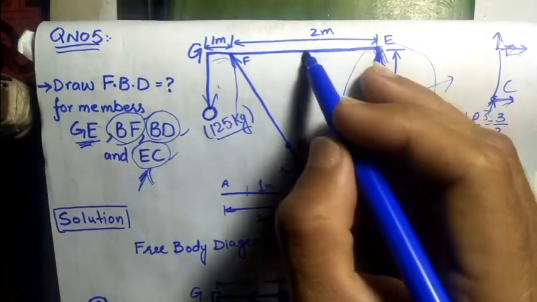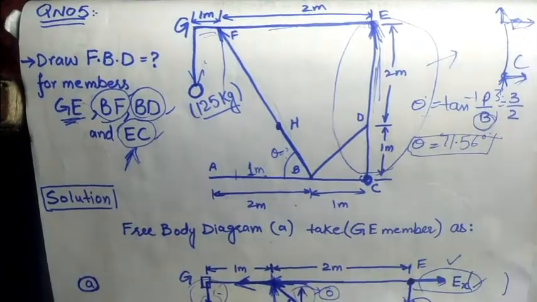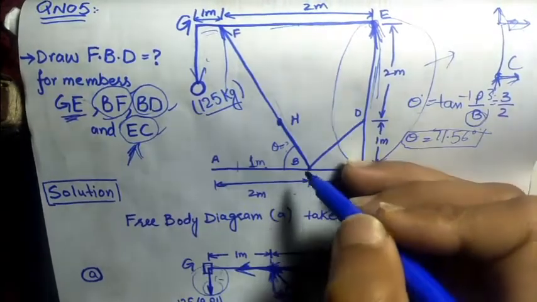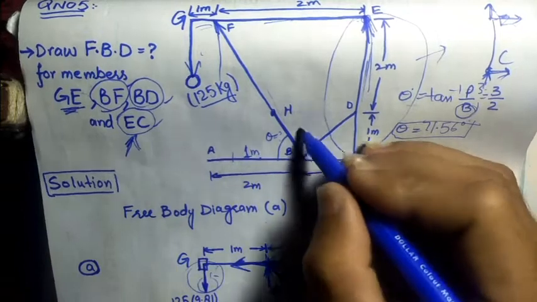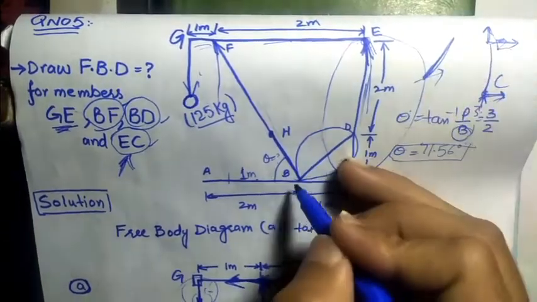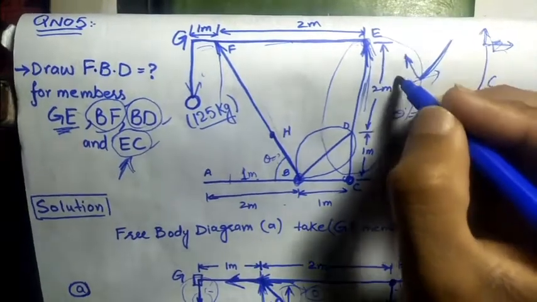Now we have drawn the free body diagram for the GE member and EC member. Similarly, we can also draw the free body diagram for the DB member and BF member. Let's take the BD member as a free body diagram. BD will be like this, and at this pin joint there is one force in this direction known as FBF.